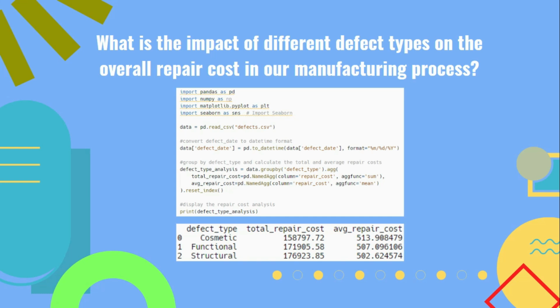While still costly, cosmetic defects typically don't affect the functionality or safety of the product, leading to lower repair costs compared to structural or functional defects. And then the next one is functional, which is the second highest, at 171,905,058, and it might impact the operations or usability of the product, leading to significant repair expenses. And finally, the highest is structural, which is $176,923.85. And this suggests that structural defects are the most expensive to fix overall, possibly due to the complexity or critical nature of these defects in the manufacturing process.